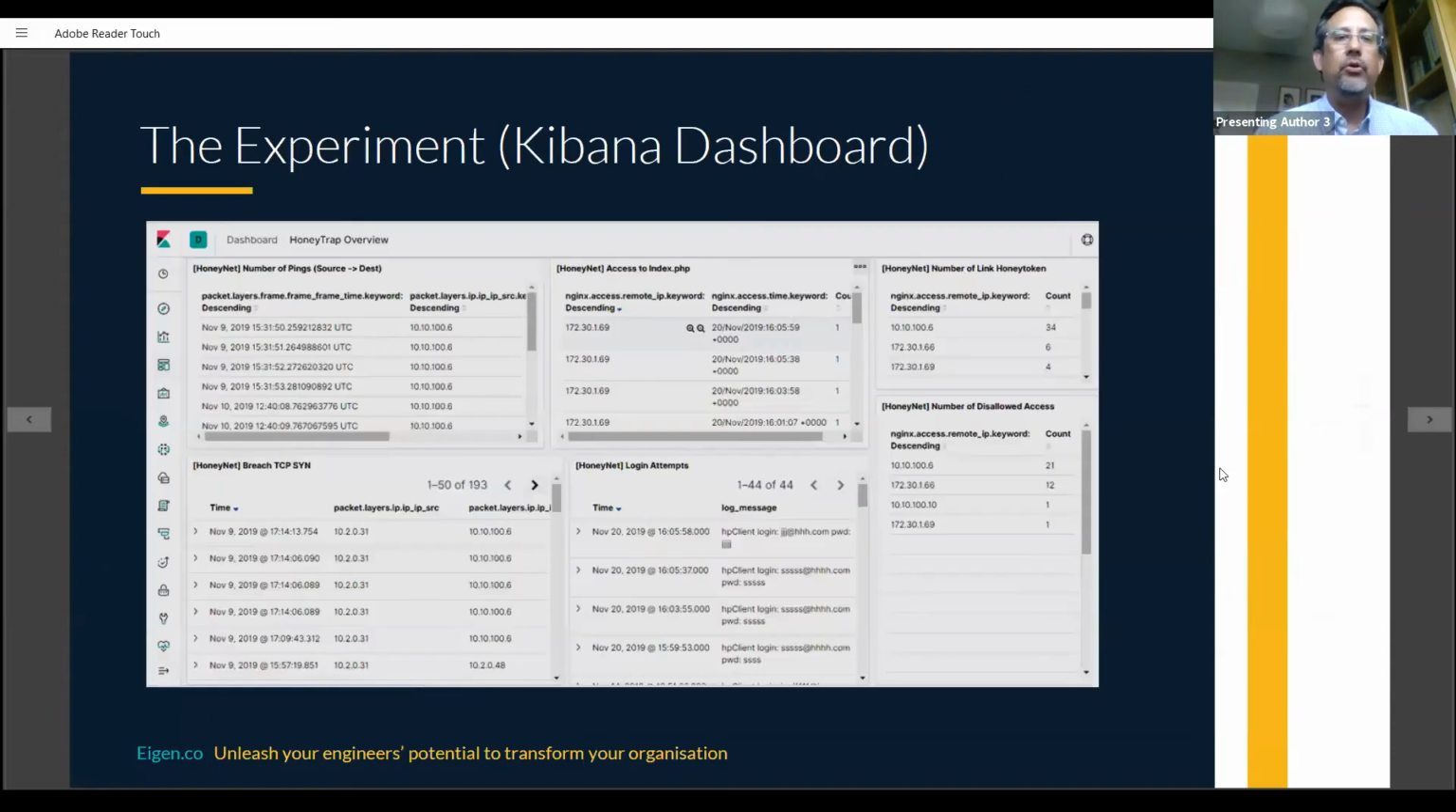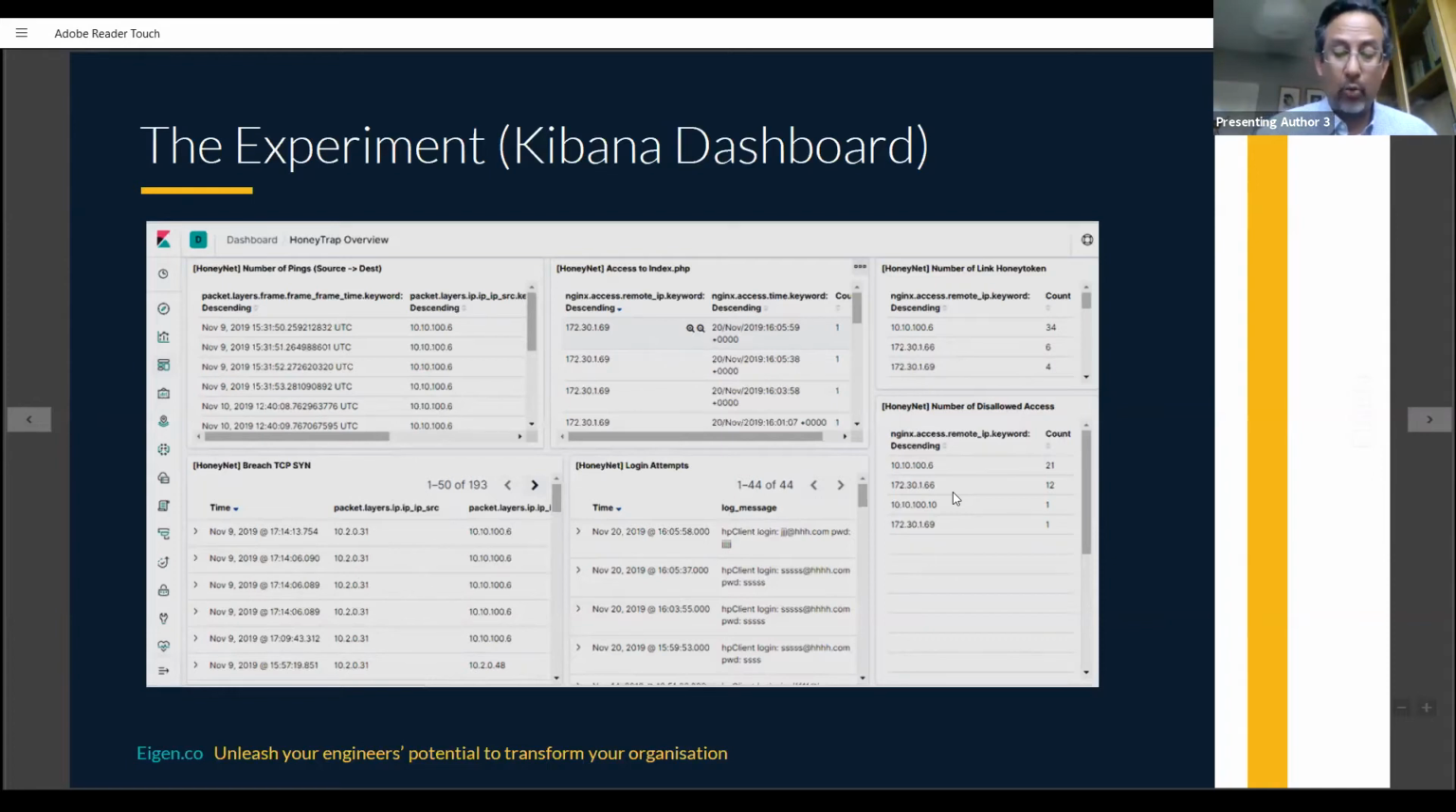So here we have a view of the Kibana dashboard used to monitor this. It is showing, from left to right, pings to the honeypot, access to the index.php, so this is the main login page, and the number of clicks on the invisible link. At the bottom, you have inward or outward TCP SYN packets from the network, which obviously means some level of interaction with the honeypot. Also the login attempts with the login credentials. And finally, the number of accesses to the disallowed folder /admin.